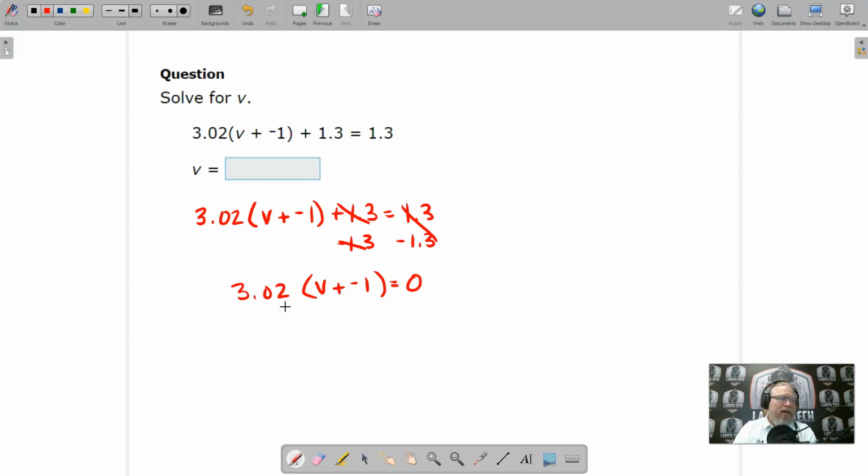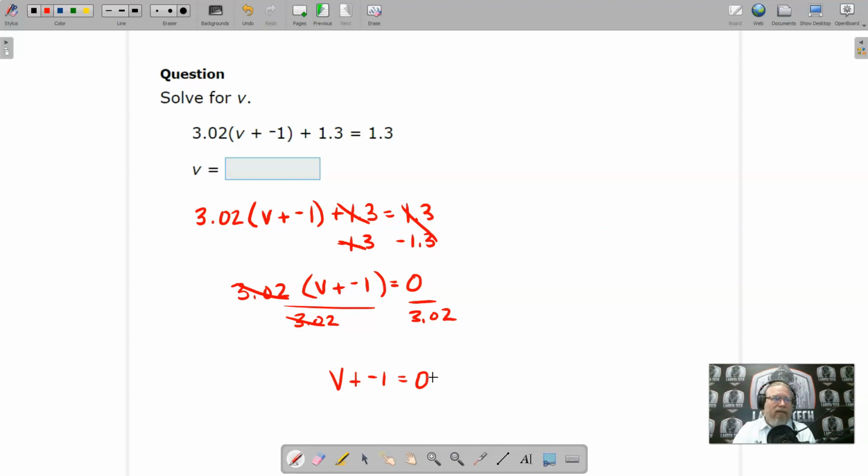And I guess I could go ahead and do this the traditional way. Let's go ahead and divide by 3.02. We do to one side, we're going to do to the other. It looks a little different working with the 0. It seems a little strange for some reason. But we'll cancel those out and we'll end up with V plus negative 1 equals, and then 0 divided by 3.02 is still 0.